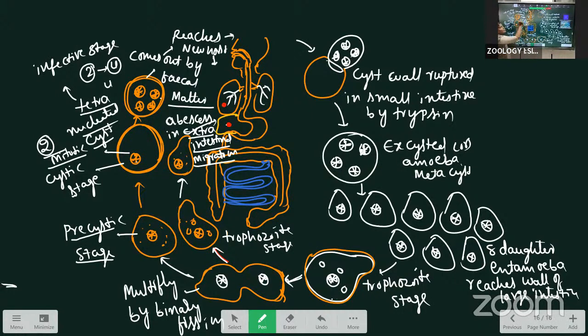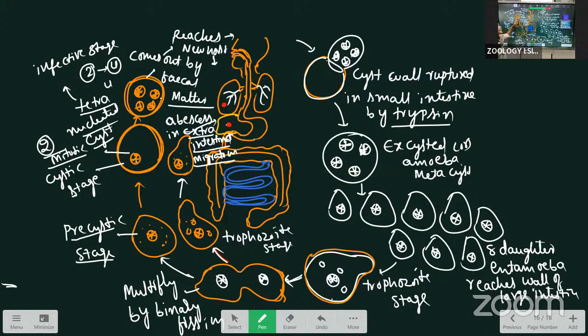Along with the contaminated food and water, they enter the small intestine of the new host. In the small intestine, one enzyme is released, the trypsin enzyme. With that trypsin enzyme, the surrounding cyst wall is dissolved. The cyst wall is ruptured, releasing the tetranucleated cyst contents. Here we call it a tetranucleated cyst.